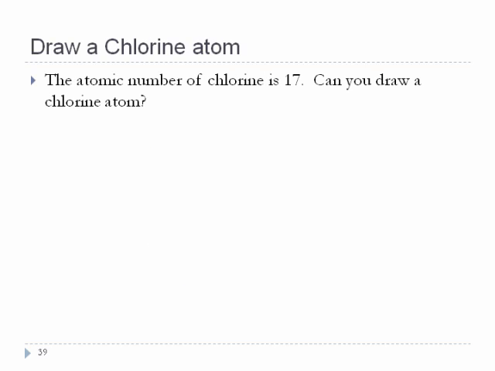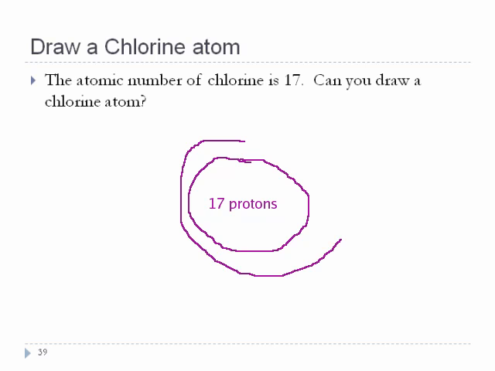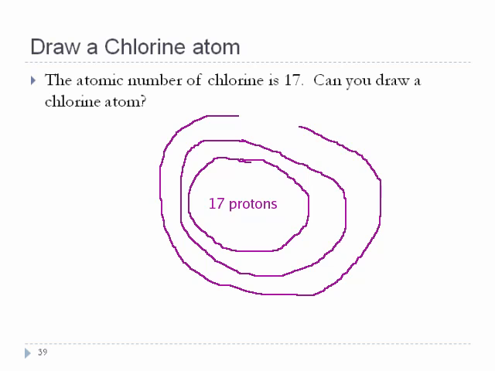And so the next slide I give you says draw a chlorine atom, and we're going to do the same thing. We'll use a different color. The atomic number of chlorine is 17, so it will have 17 protons. And if it is an atom, it will be electrically neutral. It will also have 17 electrons, and they will be in 3 electron shells.